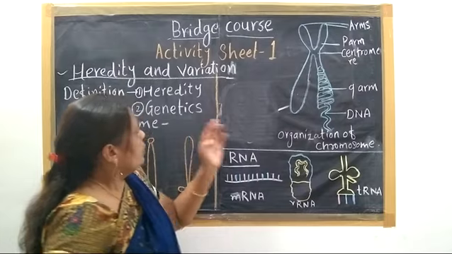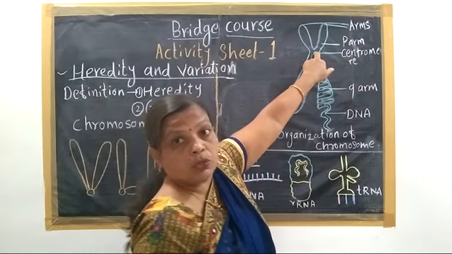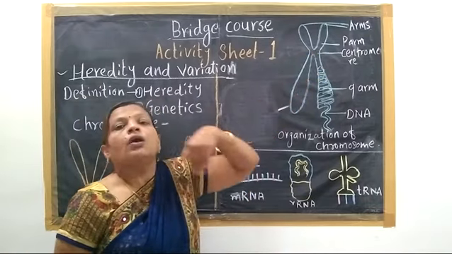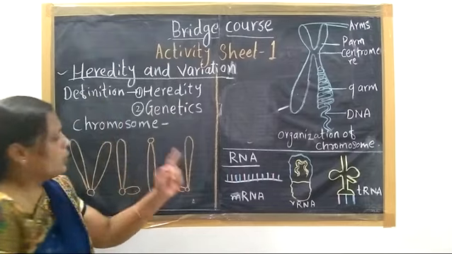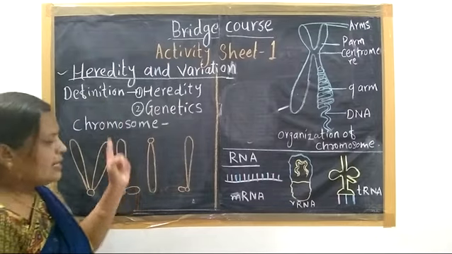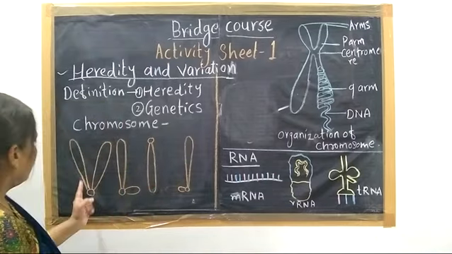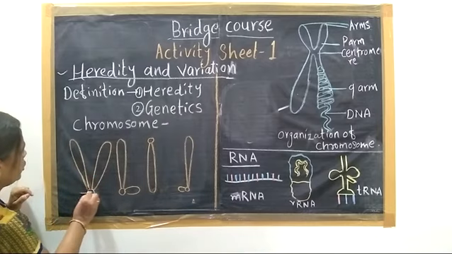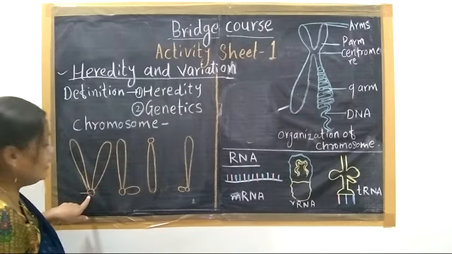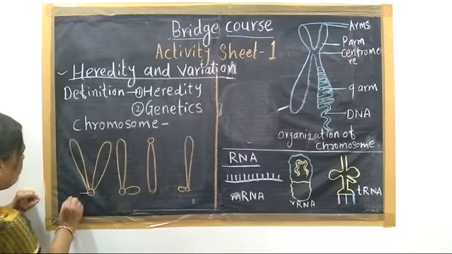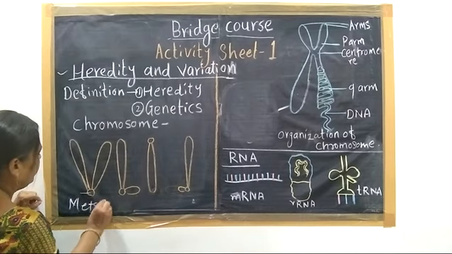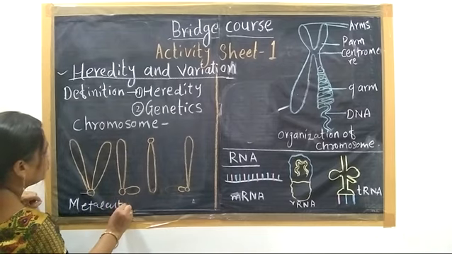Now, on the basis of the position of the centromere, the chromosomes are of various types. 4 types of chromosomes are present. This is last year's revision, remember. If this centromere is present in the center or middle, it is called a metacentric. It is called metacentric. You should draw the diagram in a notebook.